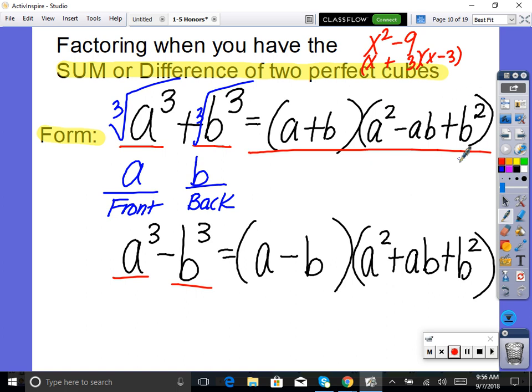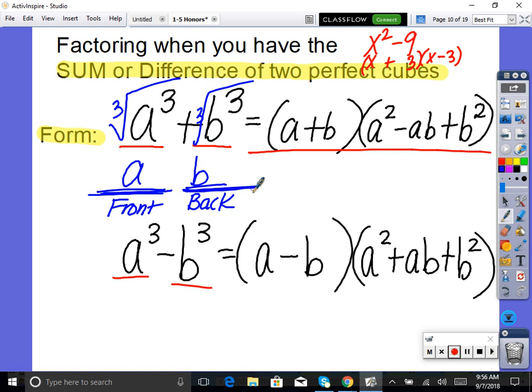A little song, I guess you could say. So it goes like this. You take the front times the front, then the front times the back, then the back times the back. So one more time. You take the front times the front, which is a times a, a squared. Then you take the front times the back, ab, not including the sign. Then the back times the back, b times b is b squared.